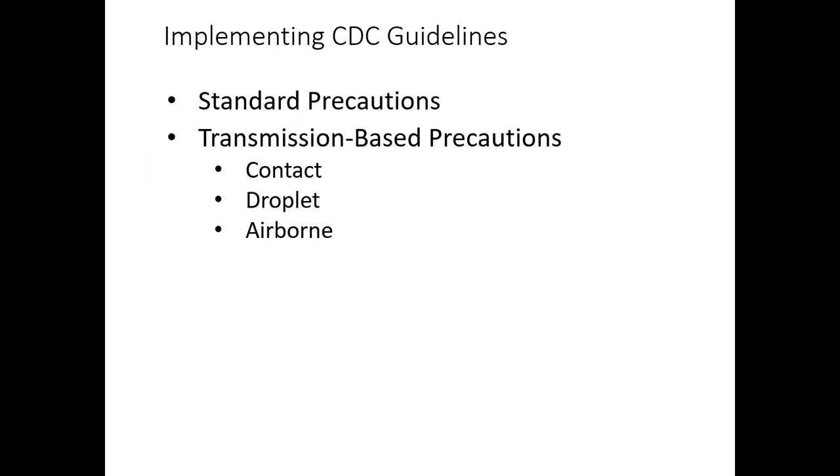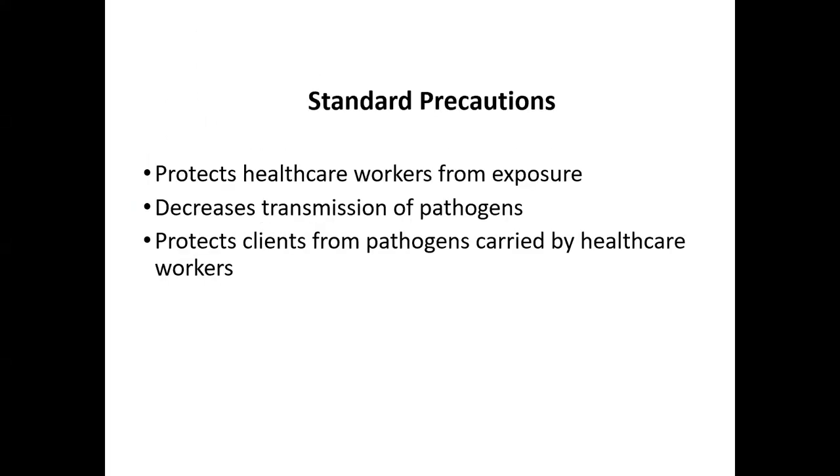So, implementing the CDC guidelines for our transmission-based precautions. Standard precautions means that everybody could potentially have something, and then we have our different transmissions, and we're going to go over all of this. Standard precautions are considered a tier 1 precaution. This first tier is protection for us, and we apply it to all of our patients. We must assume that every patient is potentially colonized or infected with an organism that could be passed to others in the healthcare setting.